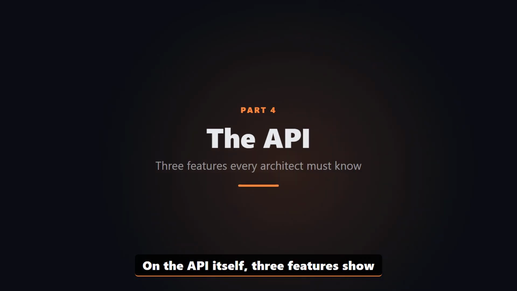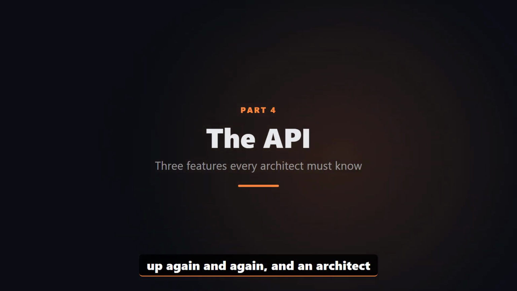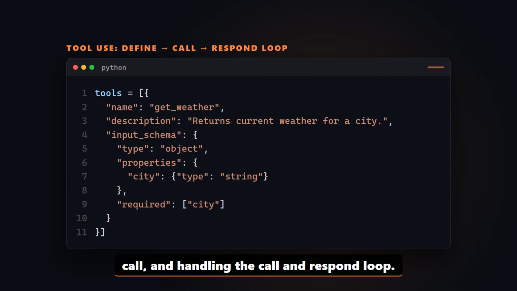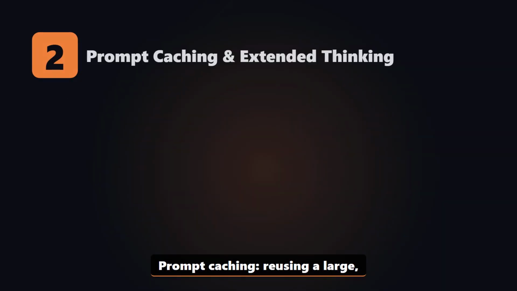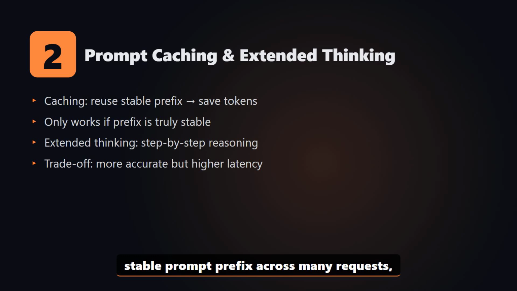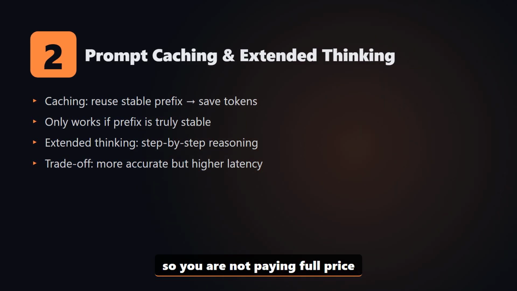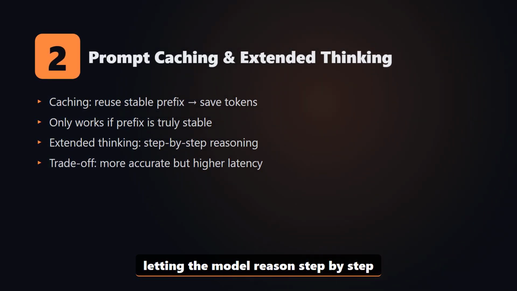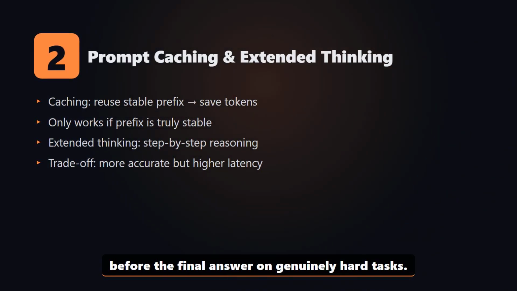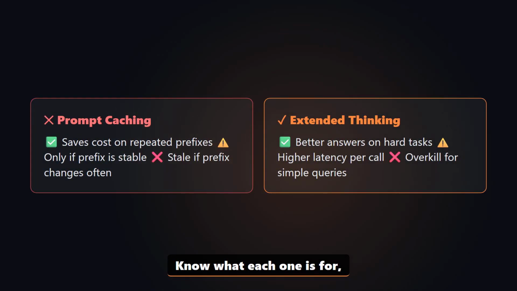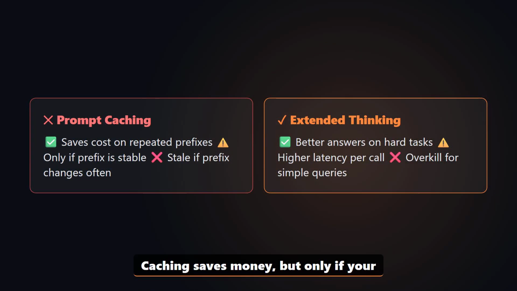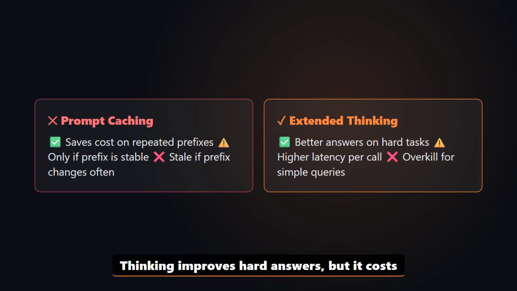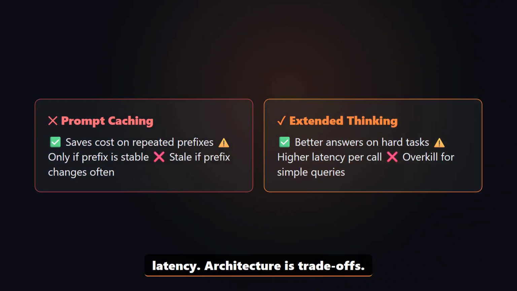On the API itself, 3 features show up again and again, and an architect is expected to know all 3. Tool use, defining the functions Claude can call, and handling the call and respond loop. Prompt caching, reusing a large stable prompt prefix across many requests, so you are not paying full price every time. And extended thinking, letting the model reason step by step before the final answer on genuinely hard tasks. Know what each one is for, and know its trade-off. Caching saves money, but only if your prefix is actually stable. Thinking improves hard answers, but it costs latency. Architecture is trade-offs.